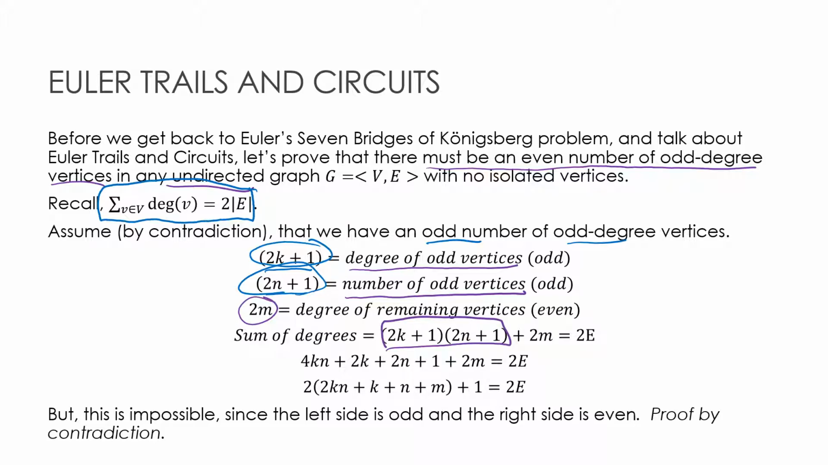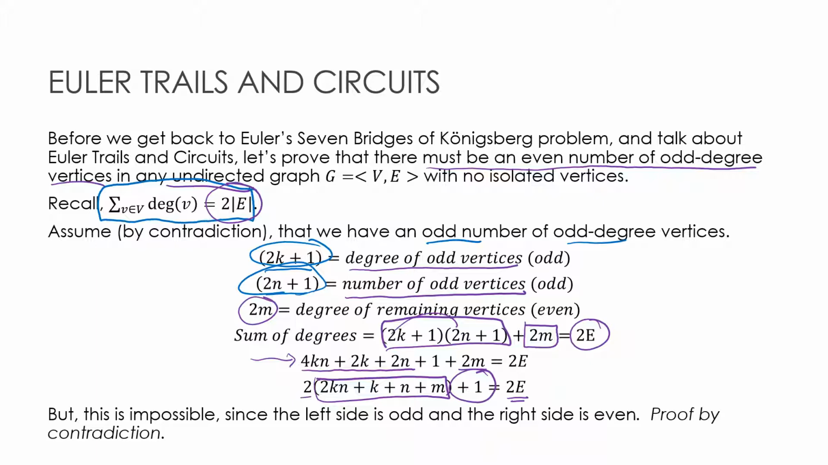And I would add to that the degree of the even vertices, and that would have to equal 2e, because of my theorem, or my definition that says if I add up all of the degrees, it's 2 times the number of edges. So let's FOIL this out. I notice that these values are all even, so I can factor a 2 out. So 2 times all of this plus 1 is equal to 2e.